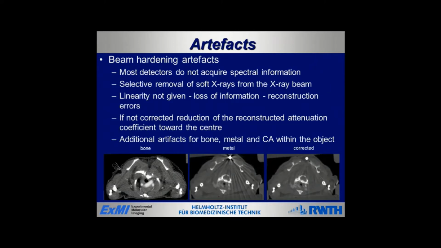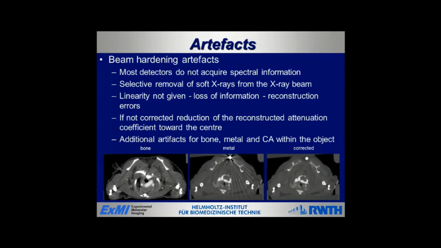You should also know about some artifacts that are present in micro-CT systems. The first artifact I would like to speak about is beam hardening artifacts, which are always present. That means that most CT systems just acquire information about the number of photons, but they don't consider the spectral change when an X-ray beam goes through an object.